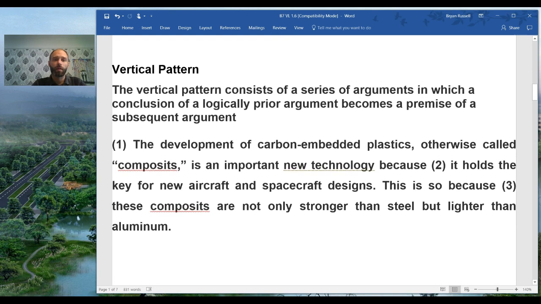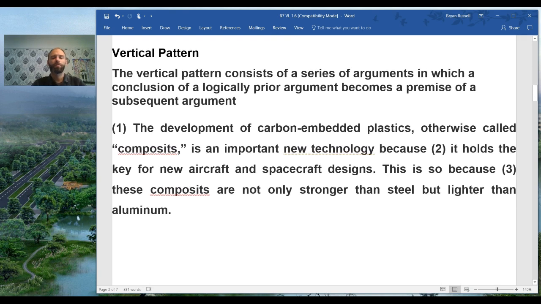So let's take a look at one kind of pattern of support that we might see. This pattern is called the vertical pattern. So the vertical pattern consists of a series of arguments in which a conclusion of one argument becomes a premise for a further argument. Take the following argument, for example. The development of carbon-embedded plastics, otherwise called composites, is an important new technology because it holds the key for new aircraft and spacecraft designs. This is so because these composites are not only stronger than steel, but lighter than aluminum.